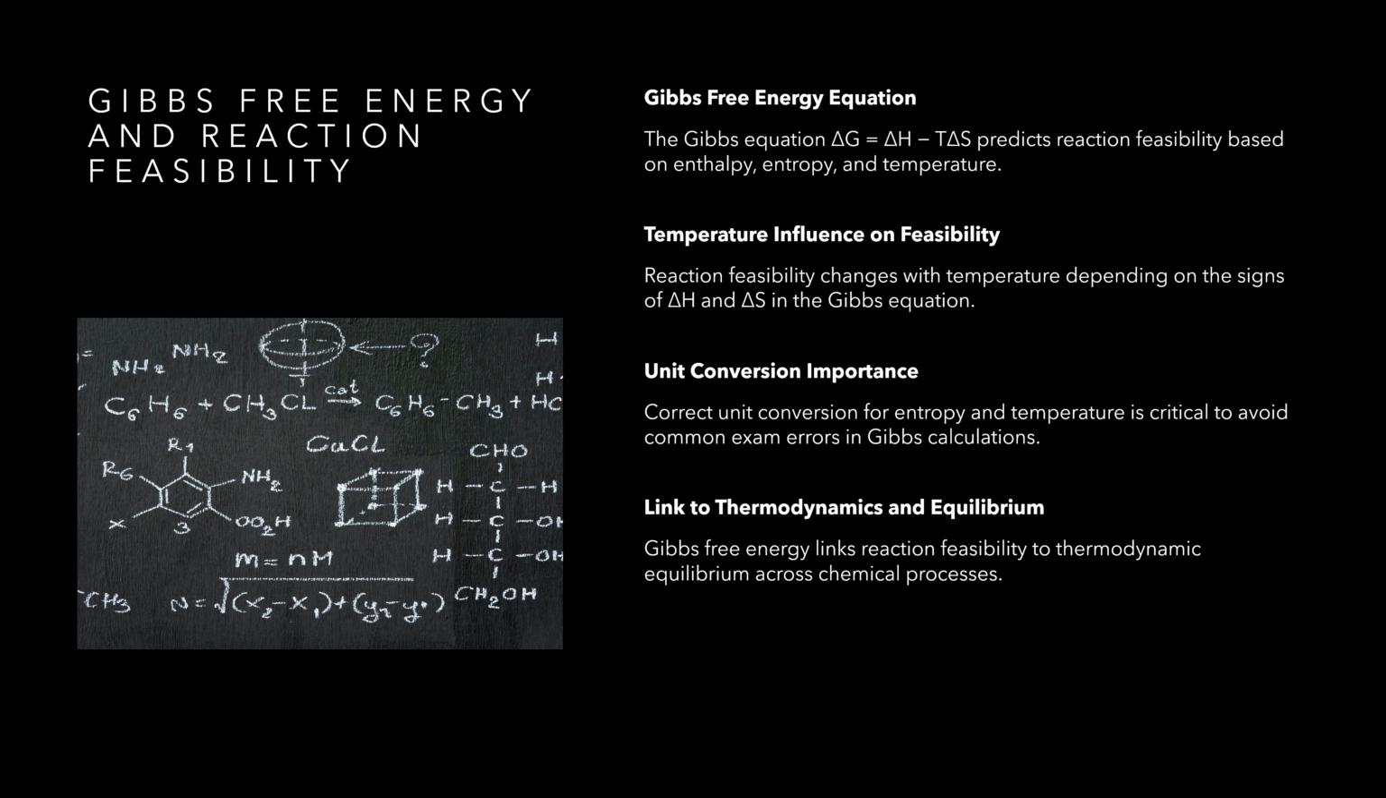For reactions with negative ΔH and positive ΔS, ΔG is always negative, meaning the reaction is feasible at all temperatures. For reactions with positive ΔH and negative ΔS, the reaction is never feasible. When ΔH and ΔS have the same sign, feasibility depends on temperature.